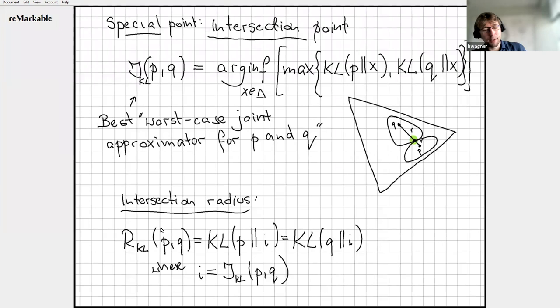Another way of thinking about this special point, which I call the intersection point for simplicity, is that it minimizes this formula involving those two KL divergence computations. What we are minimizing is KL from P to this point X, and from Q to this point X, and we take the maximum. So one way of thinking about this is that we compute something which could be roughly described as a worst case joint approximator for both P and Q. This is a point which is equally good at approximating P and Q.